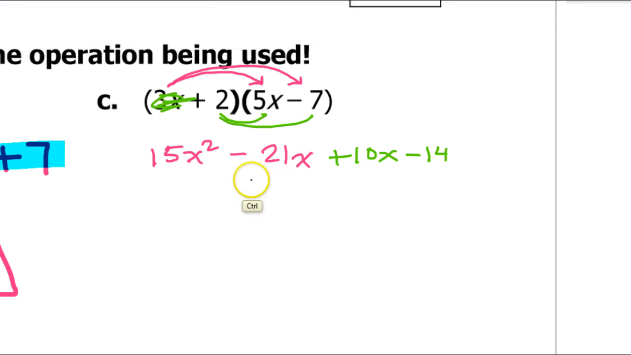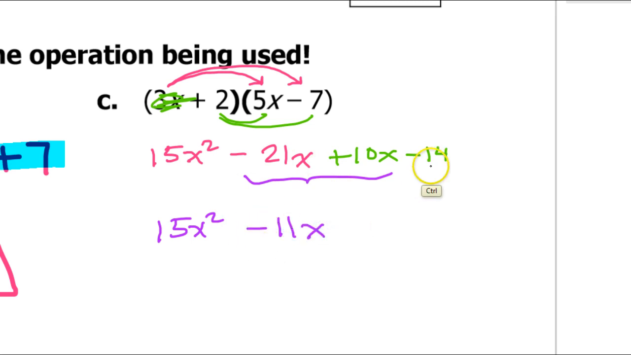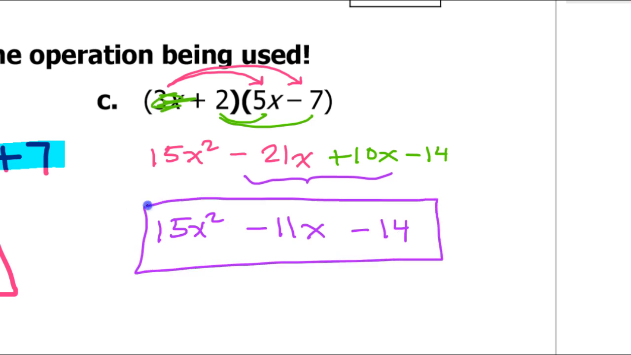So at this point, you might notice that we have some like terms right here that need to be put together. So I'm just going to bring down the 15x squared. But when I put these two together, that's going to be negative 11x. And then I'll just bring down the minus 14. So this will be the final answer.